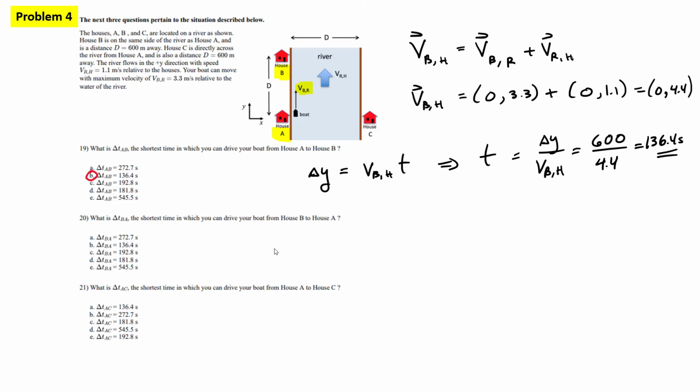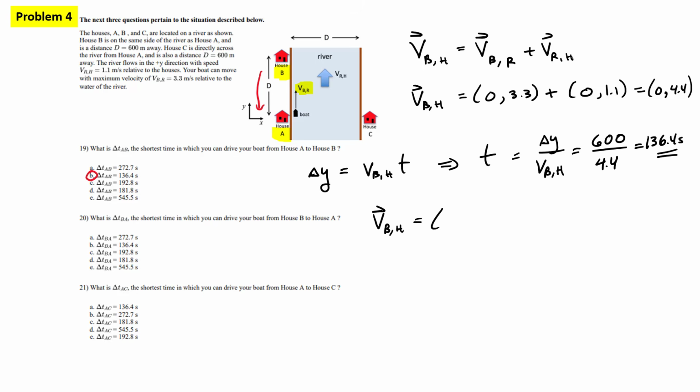All right, next problem says, what is delta TBA, the shortest time in which you can drive your boat from house B to house A? So now you're going in this opposite direction. Well, again, it's going to look similar to the above expression, except now the boat relative to the house, well, let's think about it.